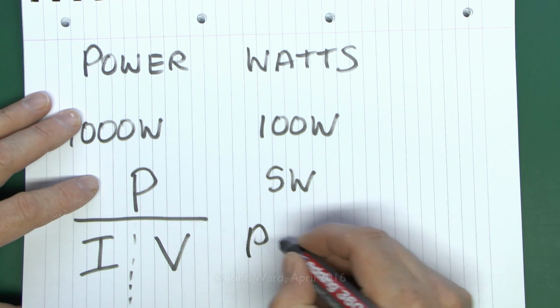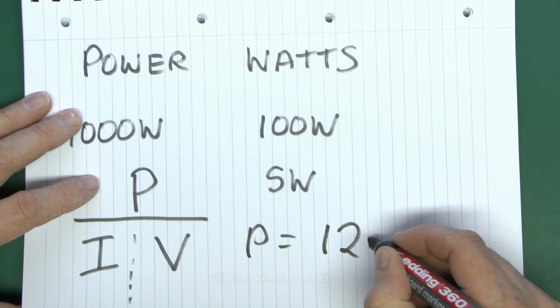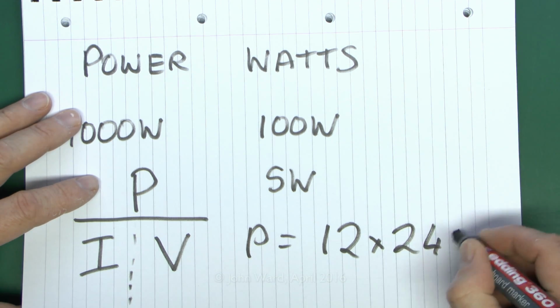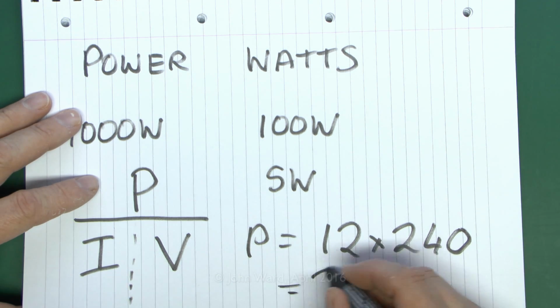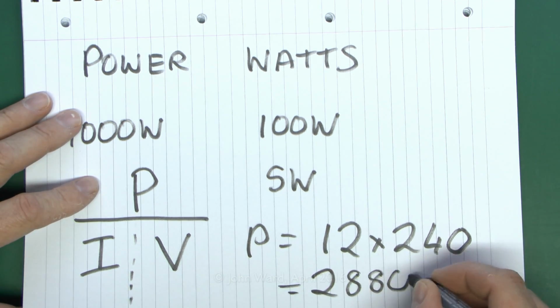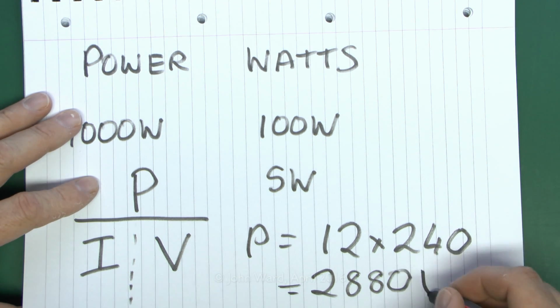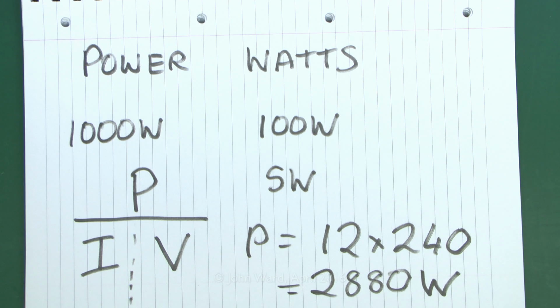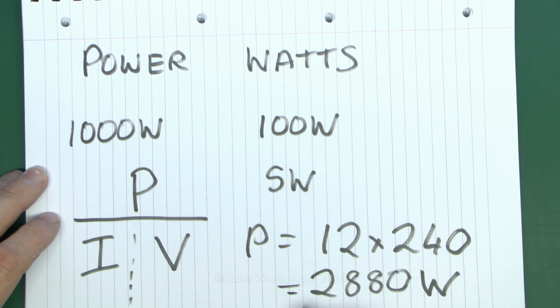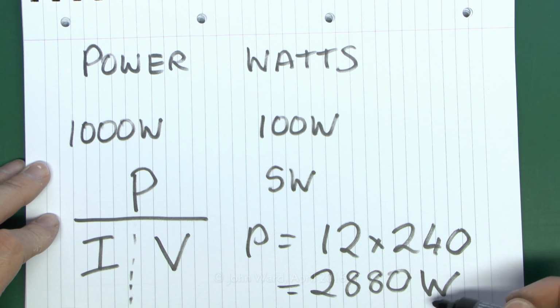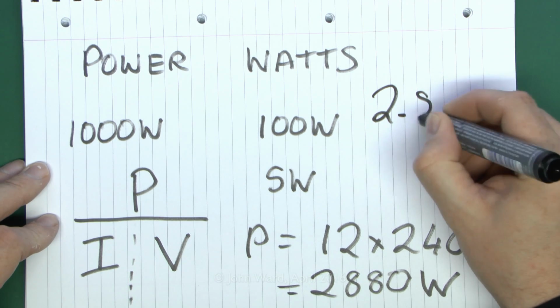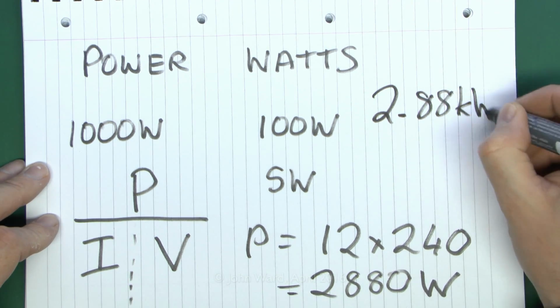So the power then will be the current, which is 12, and the voltage was 240. So 12 multiplied by 240 gives us a result of 2,880 watts. Now that's a fairly powerful heating element, and if you've got watts in the thousands of figures, it's quite common to change that to kilowatts, which is essentially just dividing by 1,000. So in this case, that will be 2.88 kilowatts.